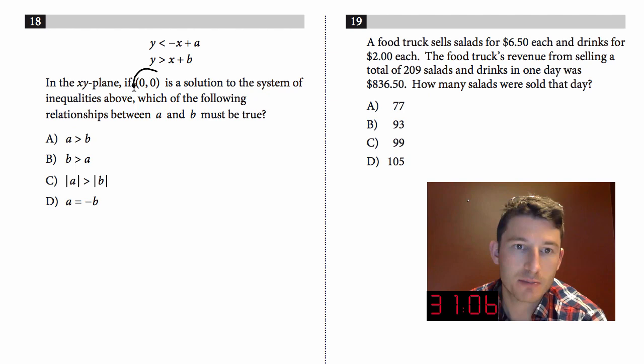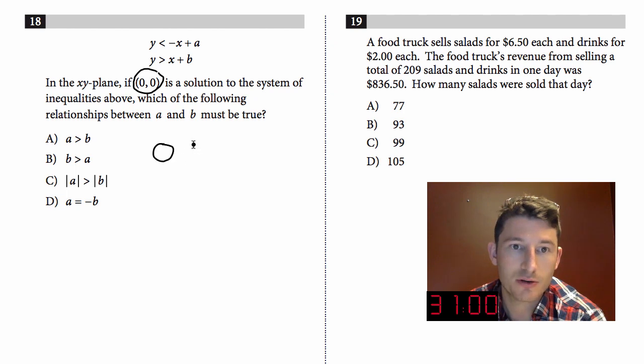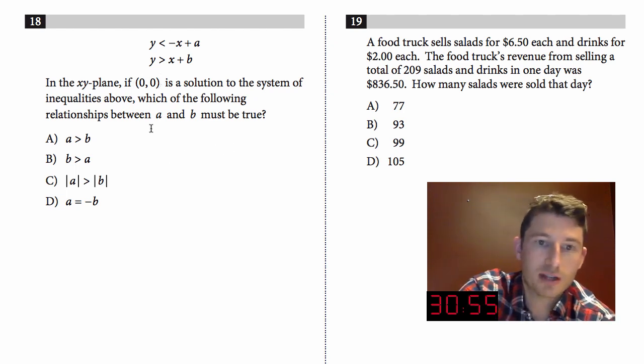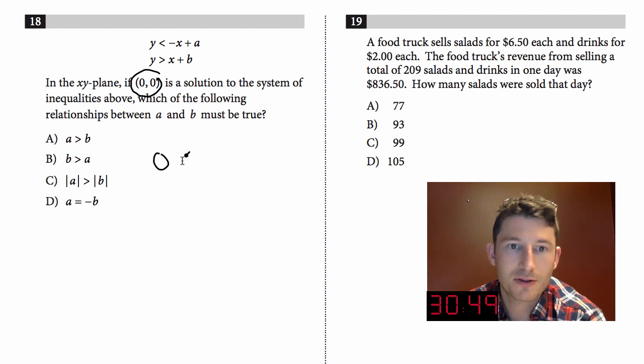They give me a point, and they say it's a solution, so that means it's going to work in both graphs. Let's plug it in. In the top one, instant replay, 0, 0 plus a. The bottom one, 0, 0 plus b.